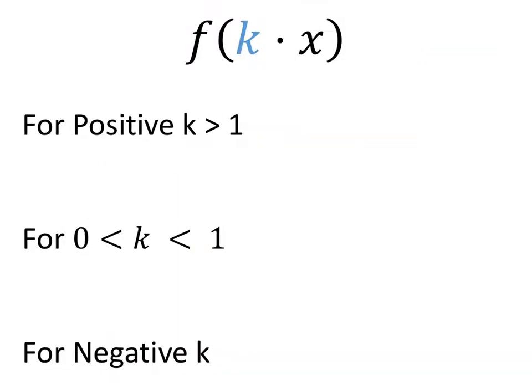And last but not least, when k is multiplied inside, this has a very similar relationship to what happens when k is multiplied in front, but this time everything happens with respect horizontally. So for positive k, when k is bigger than 1, it's a horizontal compression. So it makes it skinny. It makes it skinnier. And notice this has kind of the opposite effect that the positive k has when it's multiplied on the outside. So it's a horizontal compression.